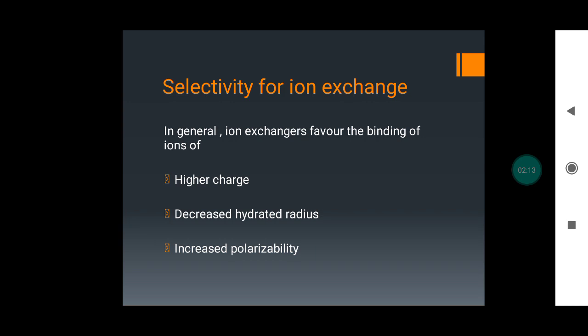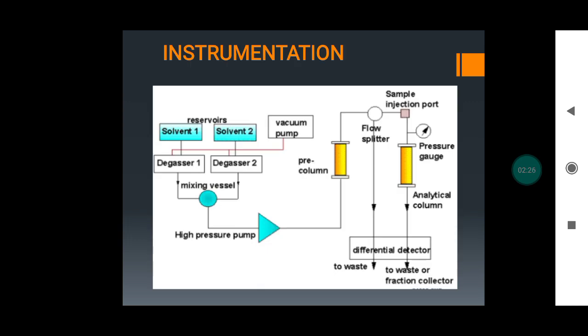Now, the selectivity of ion exchange basically depends on three major factors: higher charge, decreased hydrated radius, increased polarizability. This is the basic instrumentation.